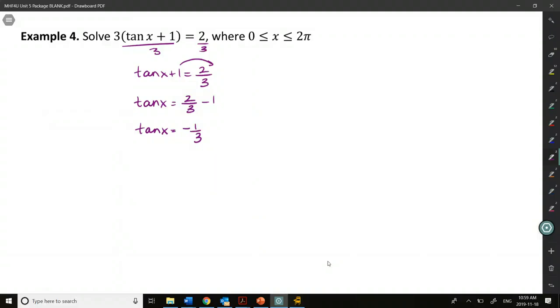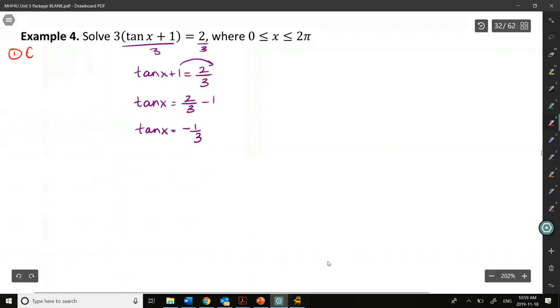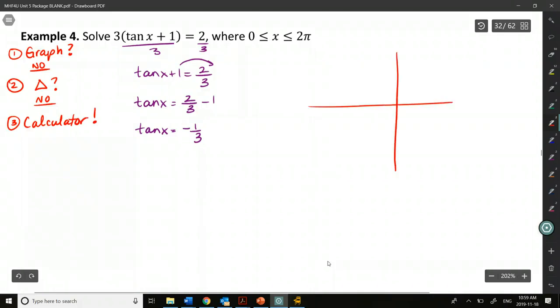Okay, we're going to go through the decision process now. Can I use a graph to solve this? No. Can I get 1 over 3 from a triangle? No, just kidding. 1 over root 3 I could, but not 1 over 3. So we're going to go calculator on this one. So firstly, before we use our calculator, where should we expect our answers to fall when we calculate here?